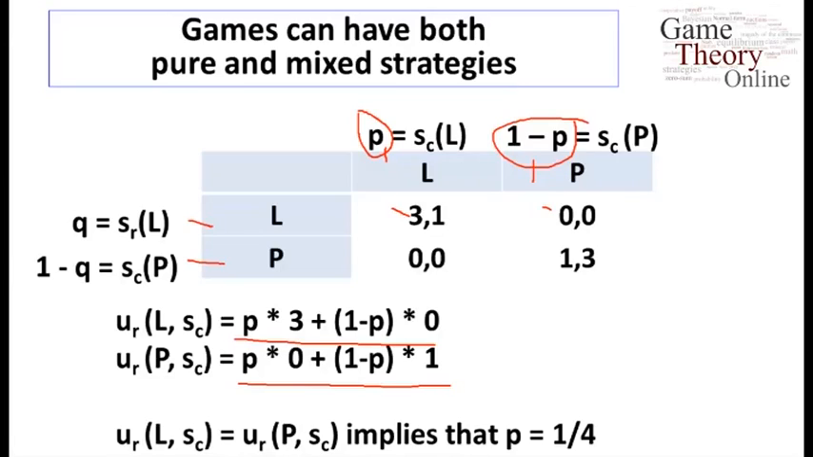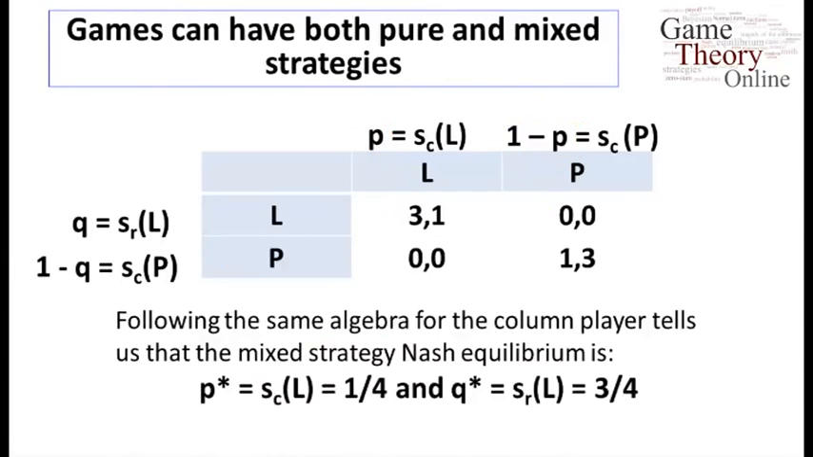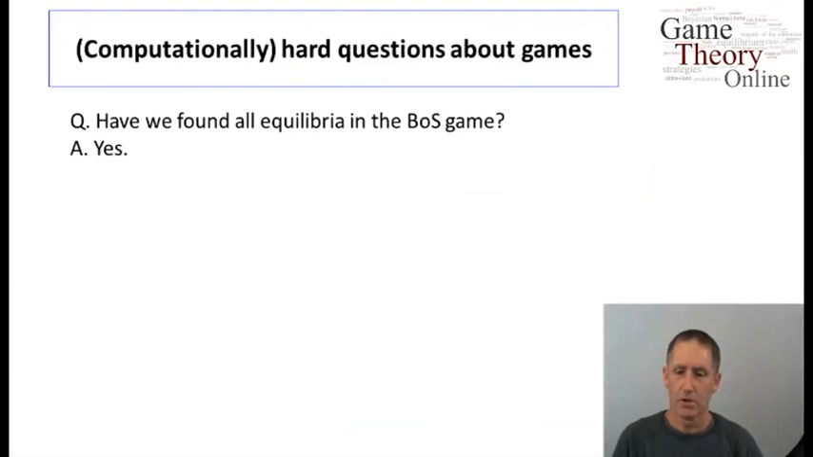Now let's think about it from the column player's point of view, and we'll go through the very same calculation. Whereas for the row player, they would put a weight of 1/4 on the left strategy, we'll see that the column player will put a weight of 3/4 on that, and we'll get the equilibrium of 1/4 and 3/4 for the two players. So yes, we saw in this game two pure strategies and one mixed strategy.